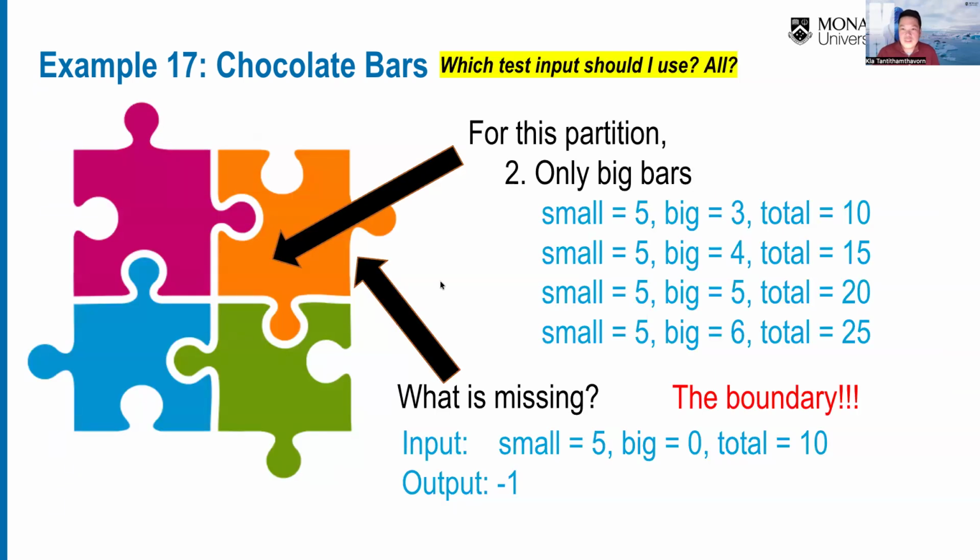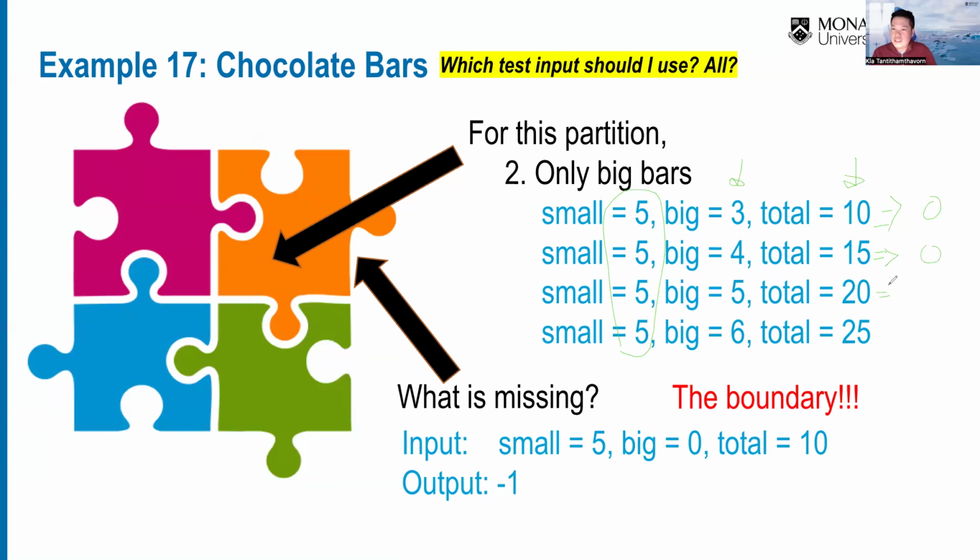If you look at this example, we keep the small bars at a fixed number, 5 all the time. But if you change the big bars, and change the total, let's say this is the requirement, you want to make 10, so the return here will be 0. Make sense? Because you use 2 big bars, you don't use the small. And same for this one.